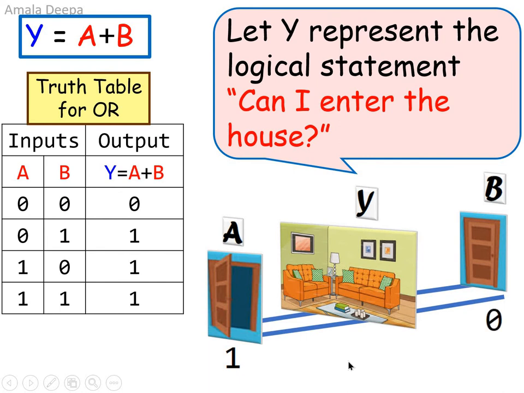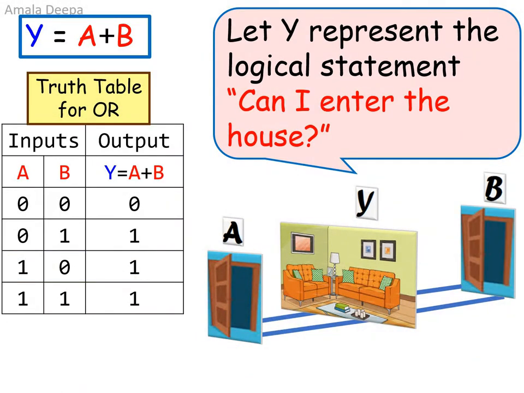Can I enter the house? Yes, I can enter through the front door. So value of Y is 1. So in the truth table, 1 or 0 is 1. Now door A is open, 1. So door B is also open, 1. So Y is 1 because I can enter the house through either of the doors. So in the truth table, 1 or 1 is 1.